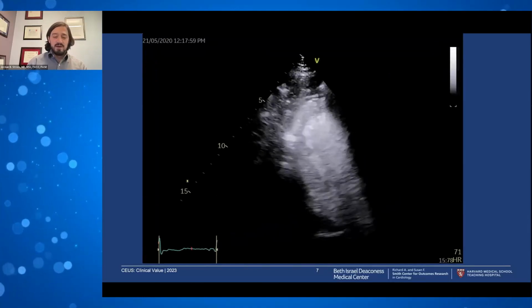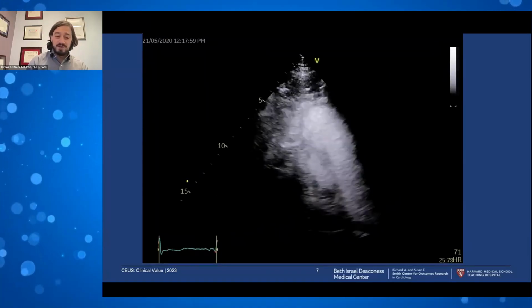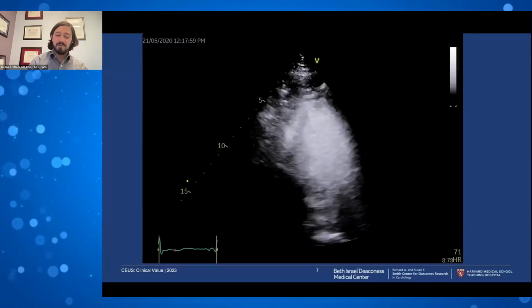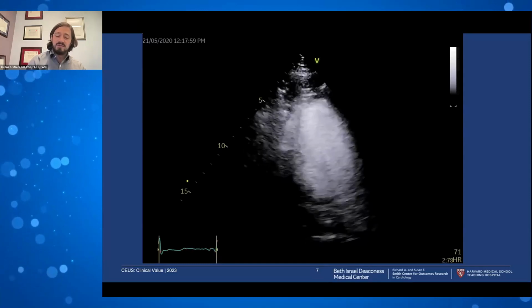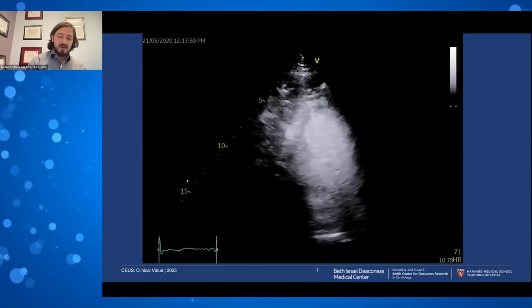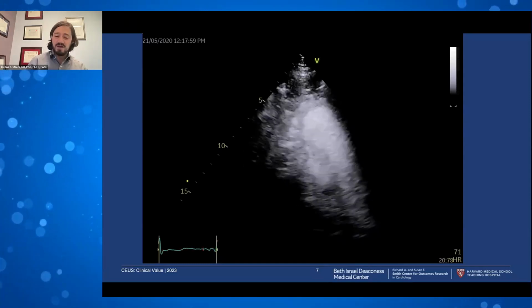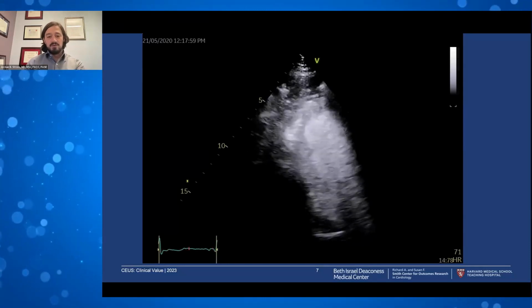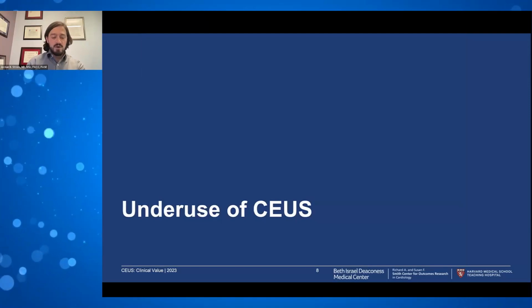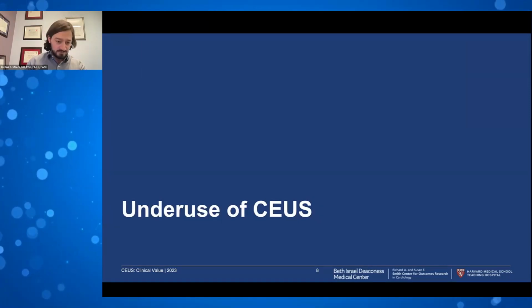By contrast, once we give the actual contrast, we can see very clearly here in this apical two-chamber view that there's an inferior wall deficit, with akinesis or hypokinesis of that inferior wall. This patient actually had an underlying acute myocardial infarction. So contrast is incredibly helpful.